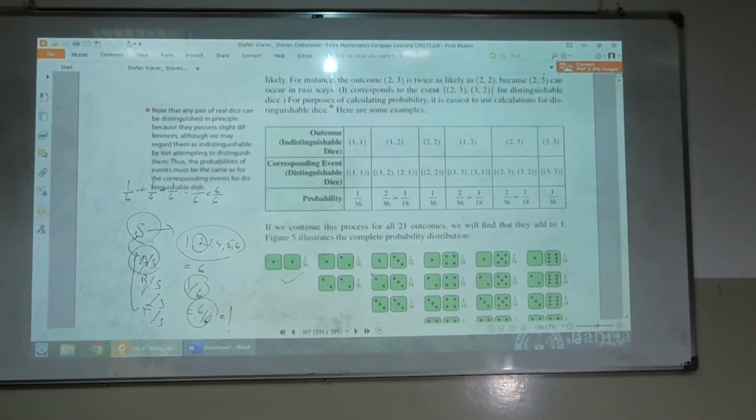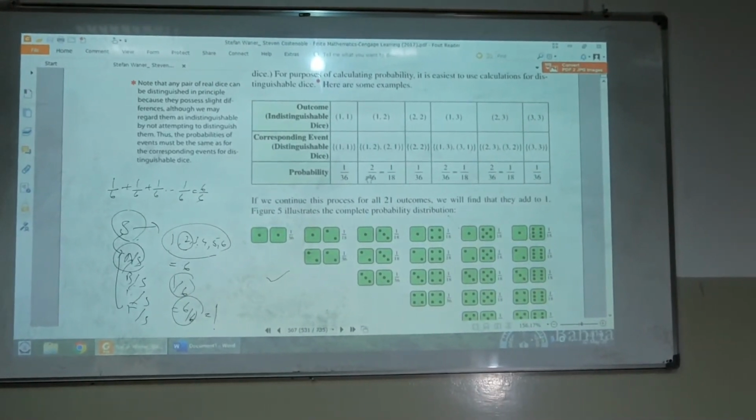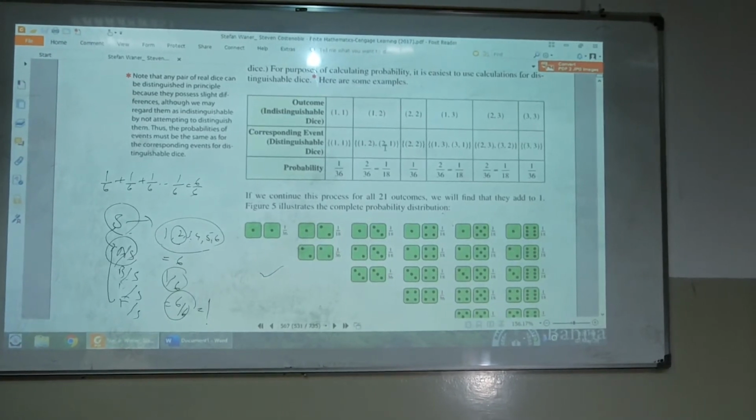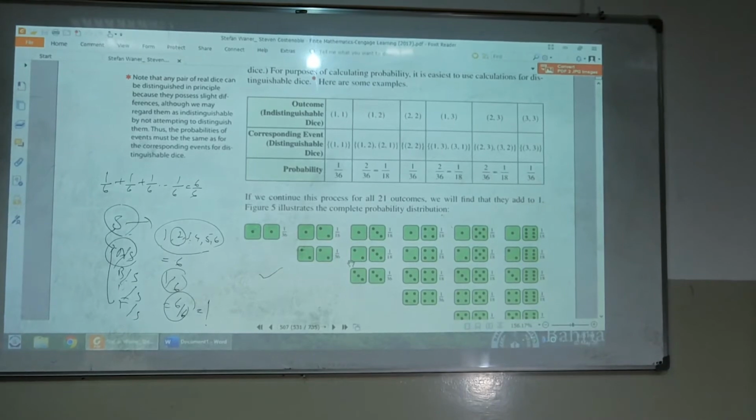Okay, this is a beautiful picture. They're actually giving you the probabilities of all this. So if you have one event as 1 by 36, and if you have 1, 2 and 2, 1 out of the sample space, you can have 2 by 36, which can be simplified to a fraction of 1 by 18.